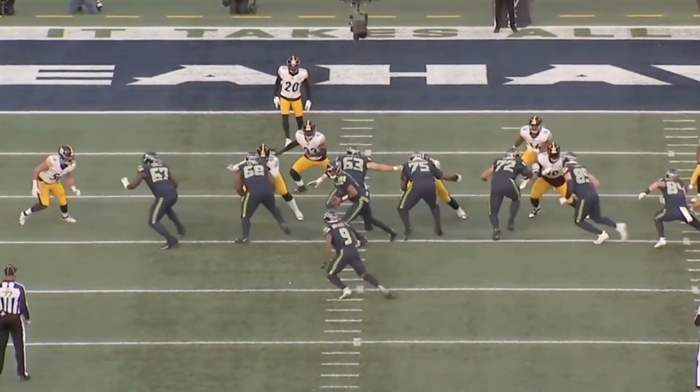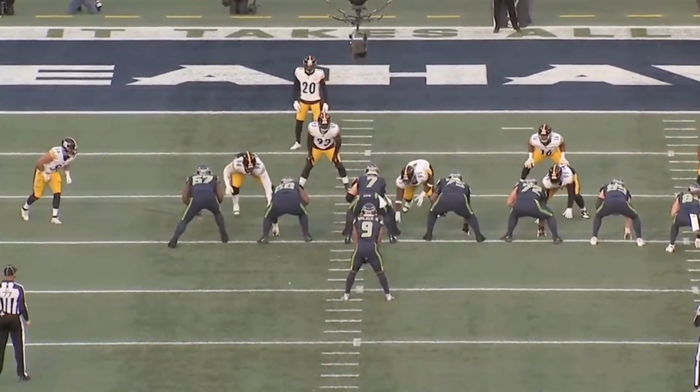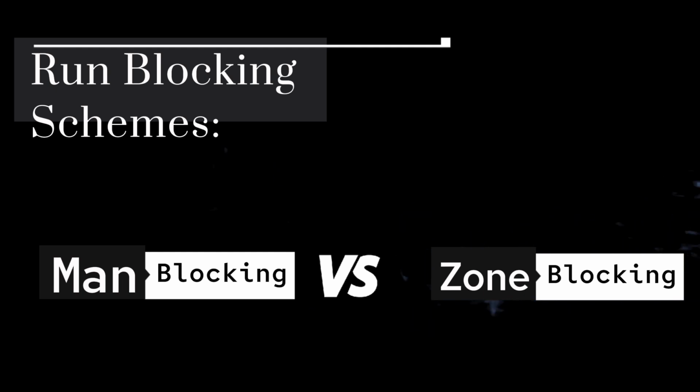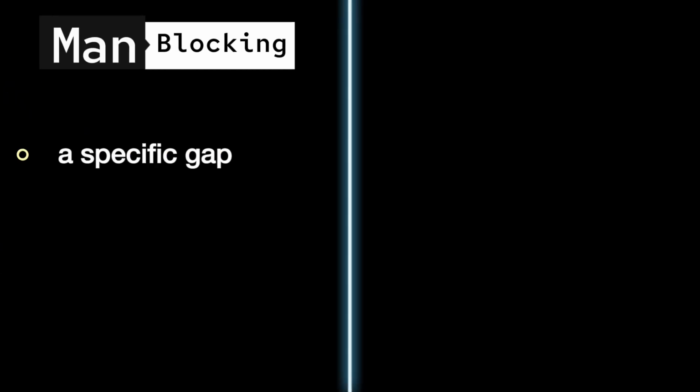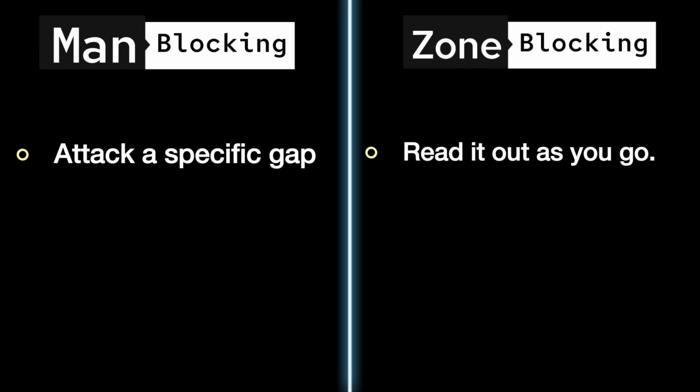Here the Seahawks are running a mid-zone weak concept. Let's break that down, starting by discussing what a zone run is. Run blocking schemes can be split into man concepts and zone concepts, and the biggest difference between the two is that man blocking schemes attack a specific gap, while zone runs allow the blockers and the running back to read out the concept as they go.